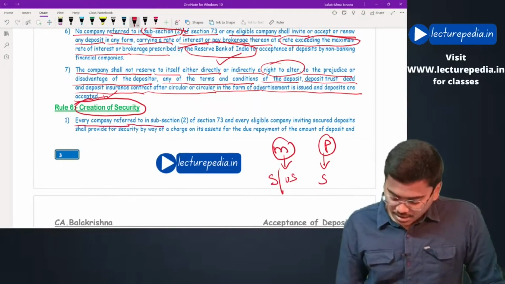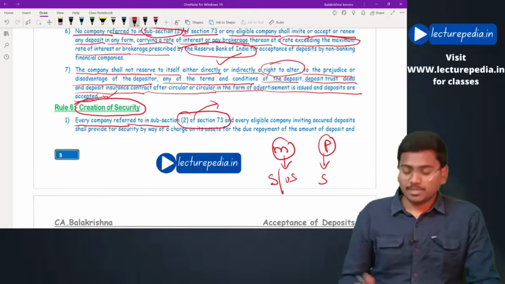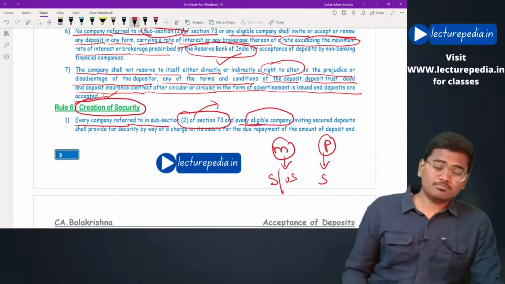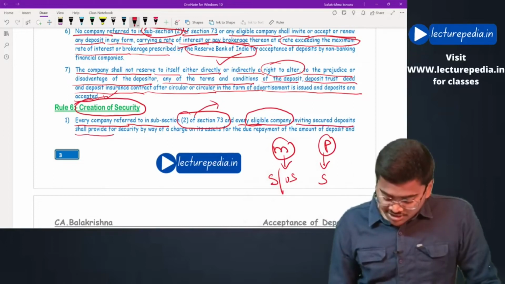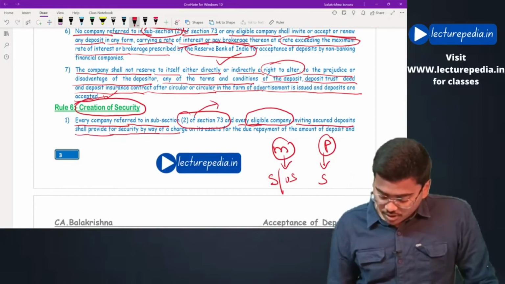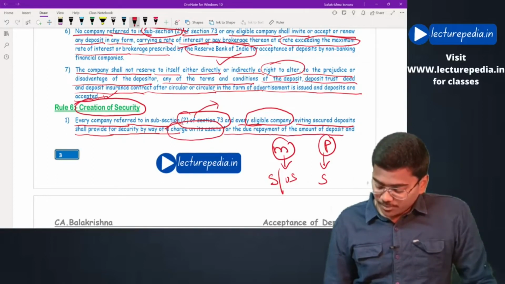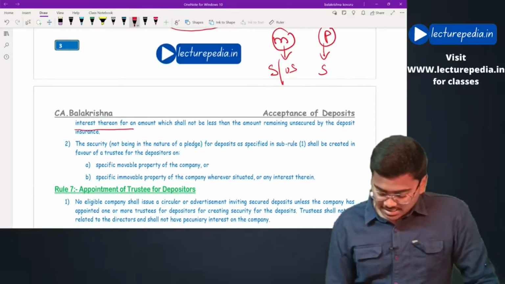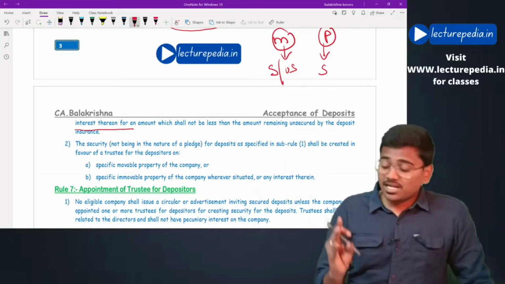Every company referred to in subsection 2 of section 73, that means a non-eligible company, raising deposits from members, and every eligible company raising deposits from public or members, inviting secured deposits, shall provide for security by way of charge on its asset for the due repayment of the deposits and the interest thereon. The charge should be created for principal plus interest.